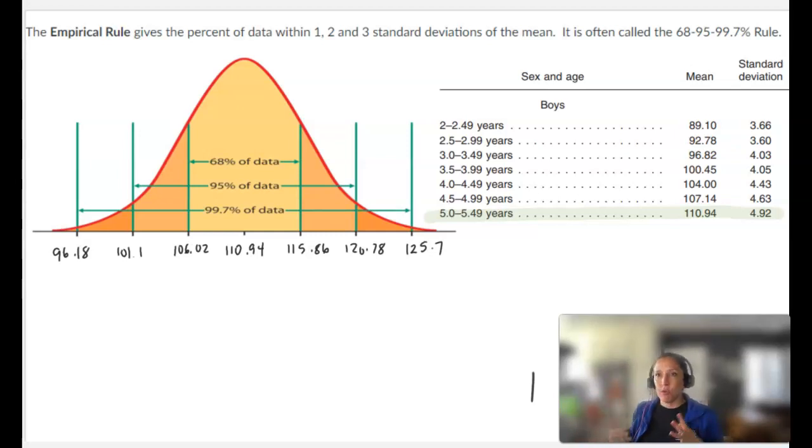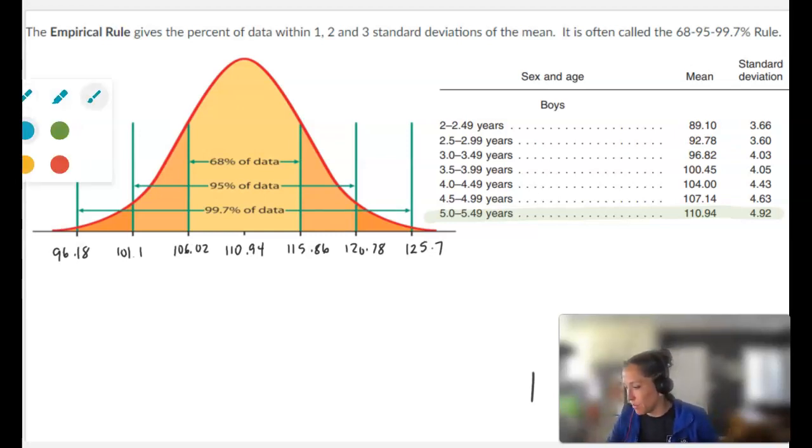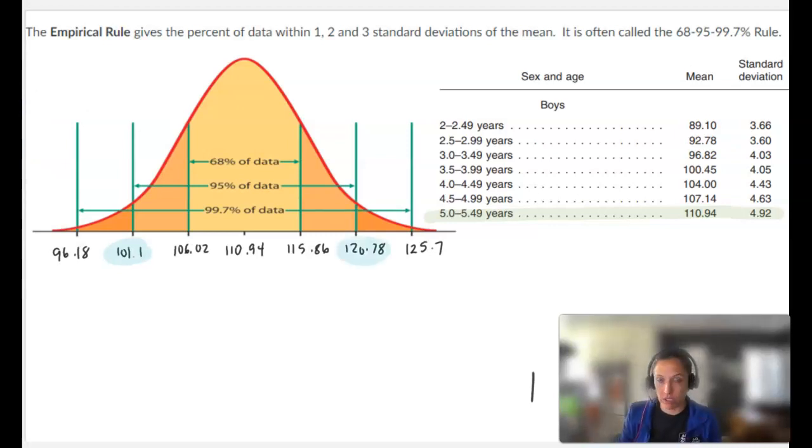Now, what this tells us is I could say the same things we said before with Chebyshev's rule, but with larger percentages. 95% of boys in this age range are going to be between 101 centimeters tall and 120.78 centimeters tall. This is what the empirical rule tells us.